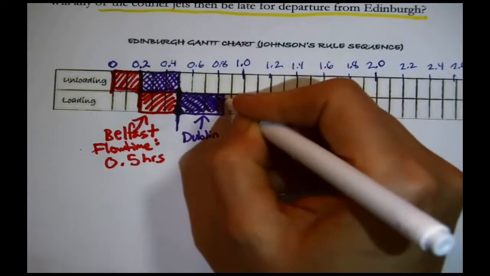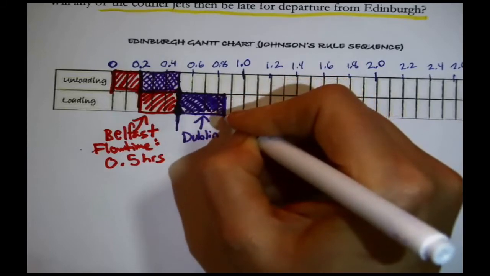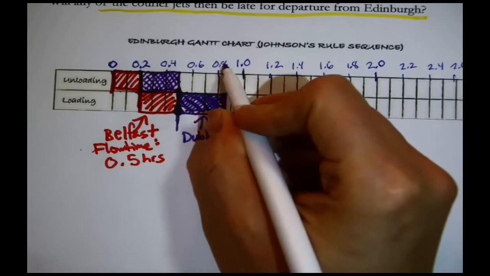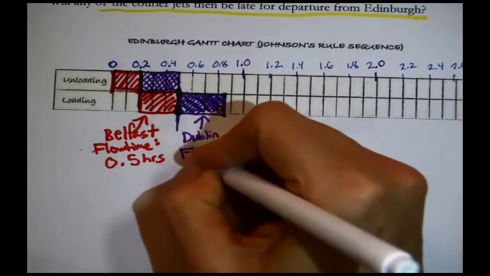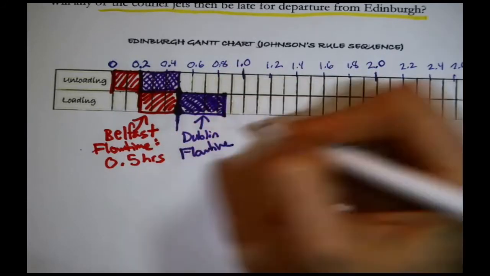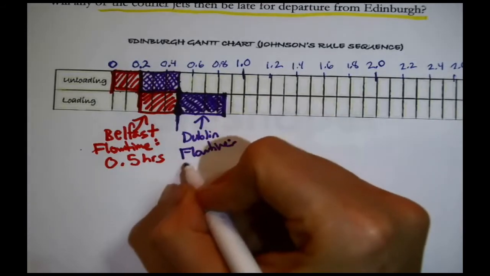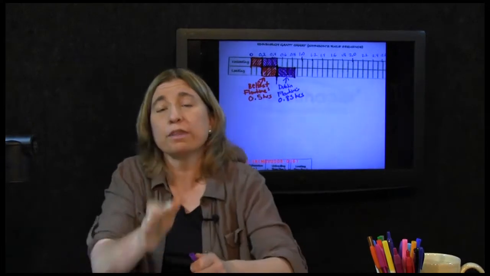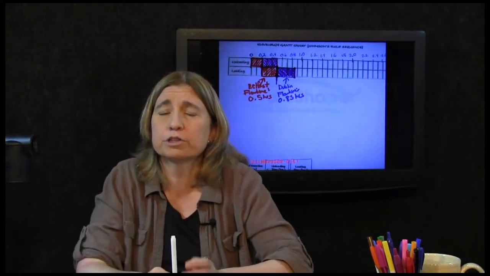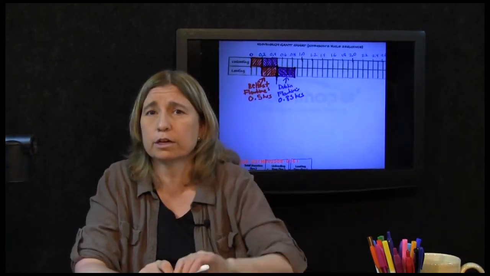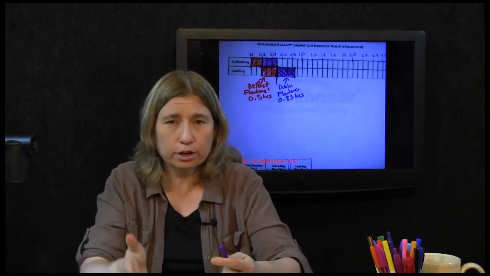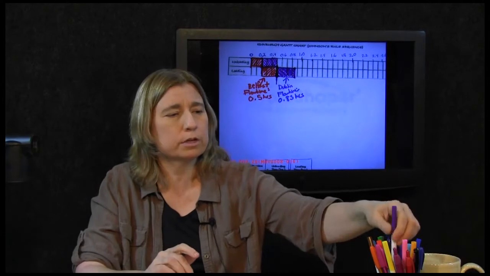And when will the Dublin flight be finished? Well, when does it end? It ends right here just beyond 0.8. It's 0.85. The flow time for that flight is 0.85 hours. We now know that's when that flight will be finished. That's when that flight will be ready to leave again. We're done processing it. All right, you see how the Gantt chart goes? Then we go to the next one in the sequence and we book the time.